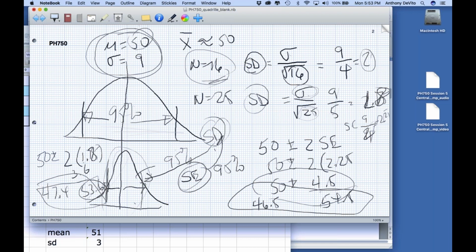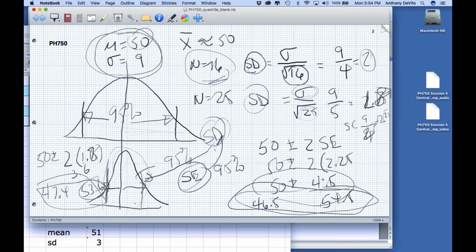The only thing I changed was the sample size. The same population. The only thing I changed was the sample size. So our range of expected values is going to be a little bit narrower because of the greater sample size. Now, if I took 20 samples like this, how many times would you expect out of those 20 samples I would be outside of 46.5 to 54.5?